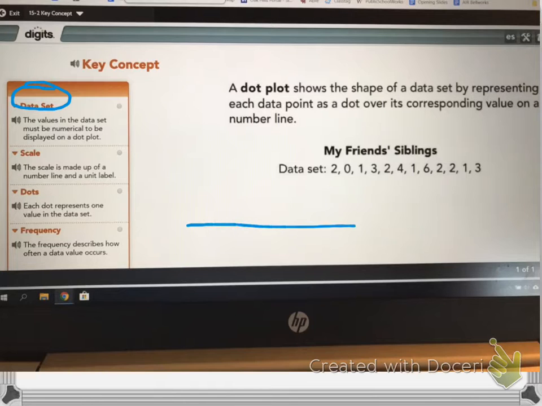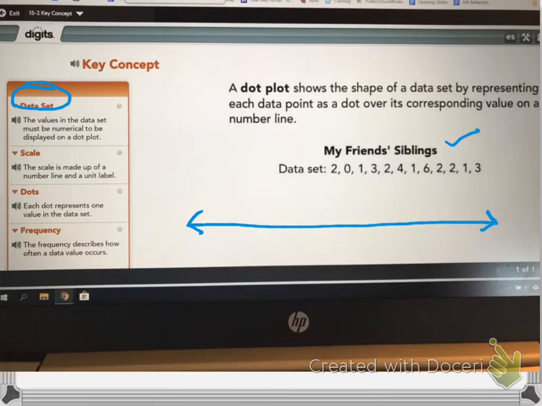We start our dot plots out with number lines. So in order for data to be displayed on a dot plot, it must be numeric. The scale is made up of the number line and its unit labels. Here we have a set of data for my friends' siblings. I asked all my friends how many siblings they had, and these were their answers.